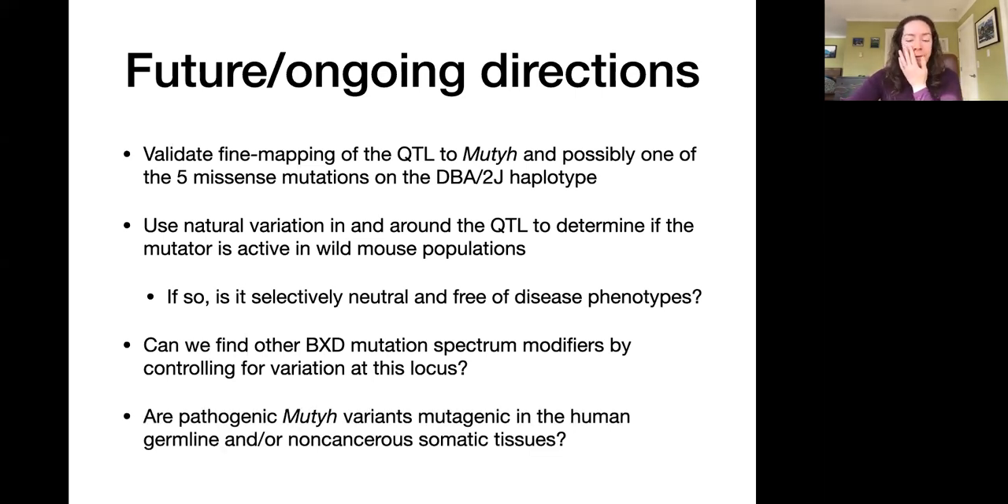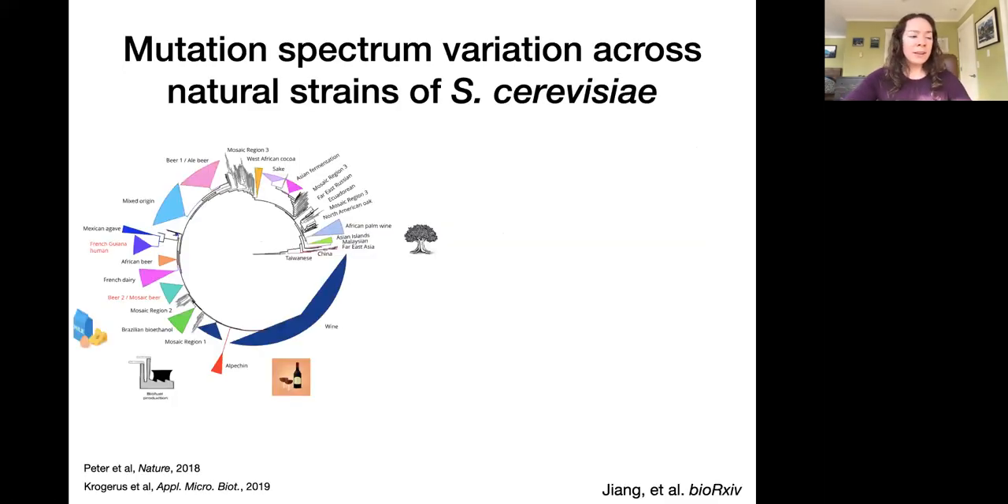And then we also want to know, now that we have some evidence for MUTYH variants having germline mutagenic activity in mice, the natural implication is: is MUTYH variation also mutagenic in the human germline? This links to the broader question of how much the genetic architecture of, say, cancer risk variation in humans is bound up with the variation we can see in mutation spectra in the germline.